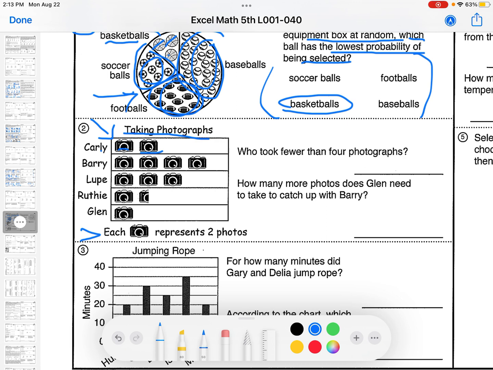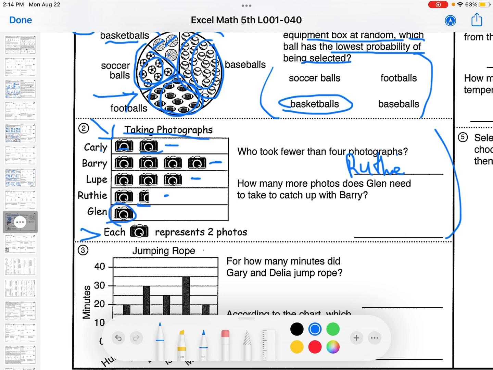All right, pause the video and try these 2 problems right here. Turn it back on when you have the solutions. Who took fewer than 4 photographs? Well, if you put down Carly, that's not fewer than 4, that is 4. There's 8, 6, and that one would have 2, and then this little bugger right there, in case you don't know, is half of a camera, which represents 1 photo. So 2 and 1 makes 3, so that means that Ruthie took fewer than 4.